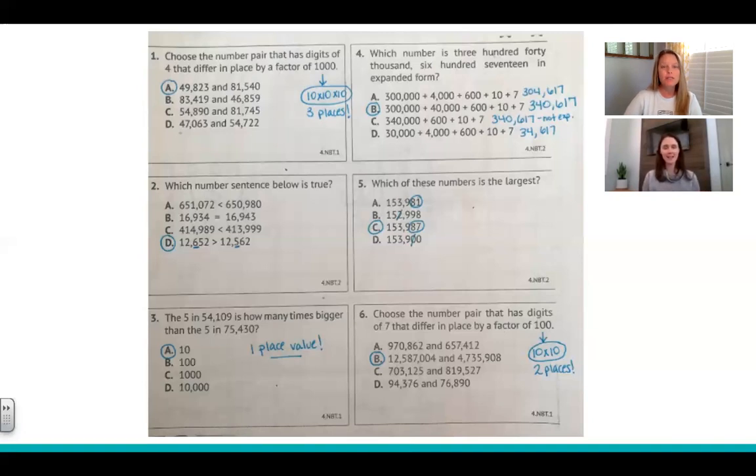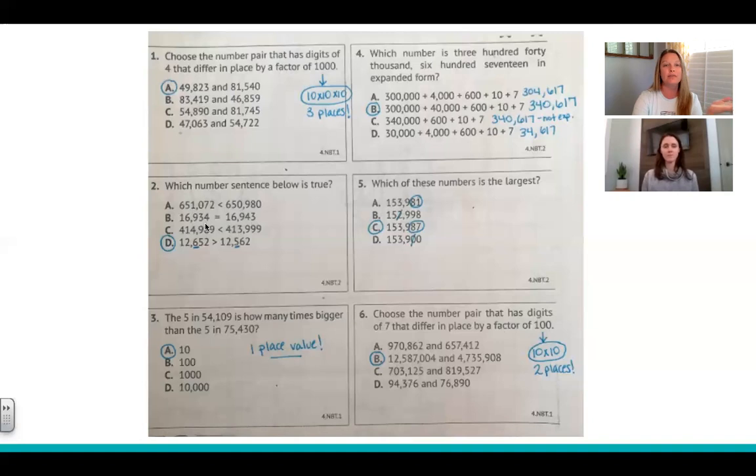Perfect. And number 2 is pretty straightforward. We know that when we're comparing numbers, we look at the largest place value and compare the digits. So in the first one, the 6 and the 5 are the same, and then the number that's different is 1 versus 0. That one would have been okay if they flipped this sign around, but 651,000 is not less than 650,000.